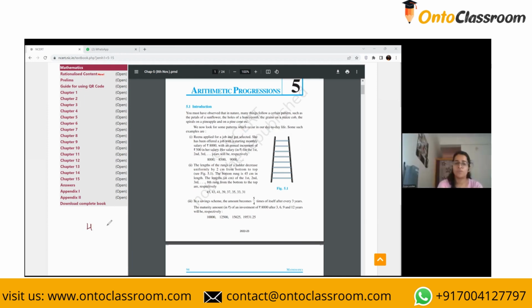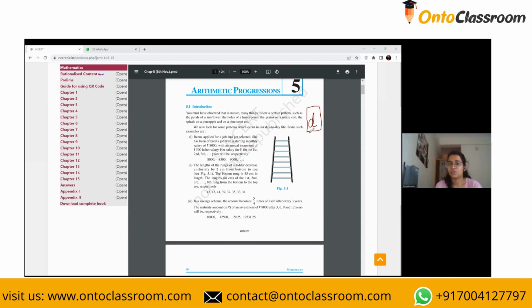Okay, I say 4, 9, 16, 25. This is also a pattern, which is 2 square, 3 square, 4 square, 5 square. So you cannot be sure which is in pattern and which is not unless you find the difference. If D is same, only then it is arithmetic progression, or else it is not.